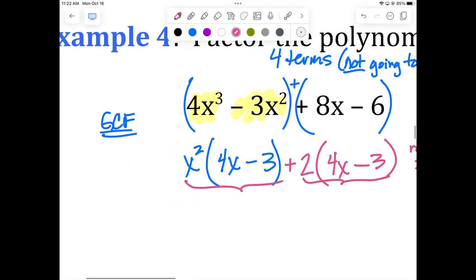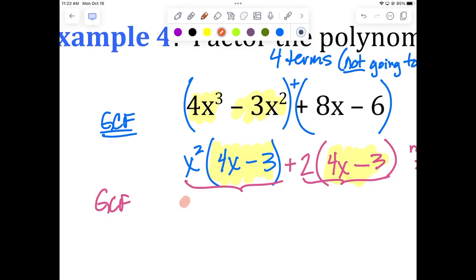I have 2 terms. Now, I do GCF again. Do those 2 terms have any factor in common? And this is where you have to train your eye. The answer is yes. They have a binomial factor in common. See that? They both have a 4x minus 3 in common. Yes, yes? All right, so here's what we're going to do.